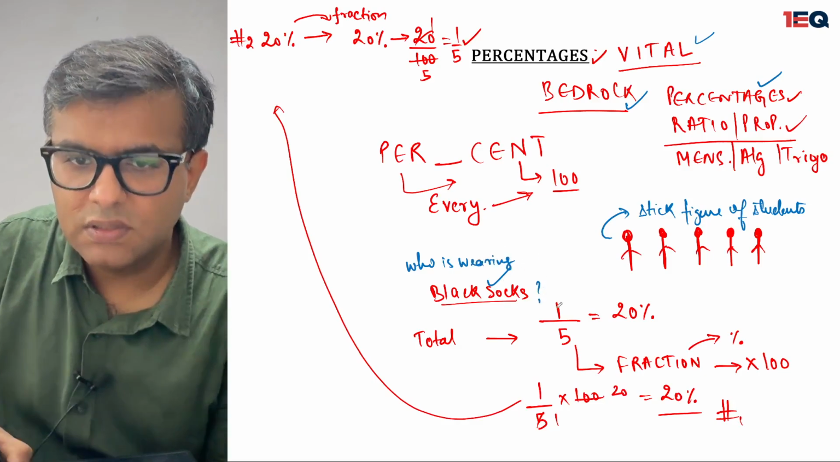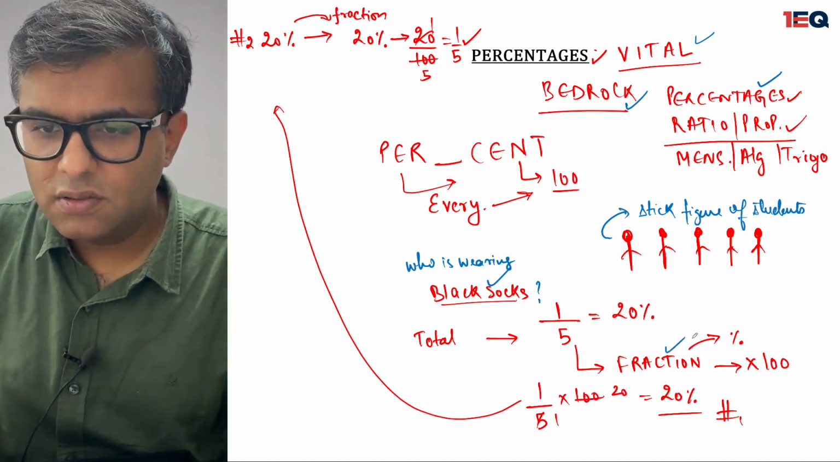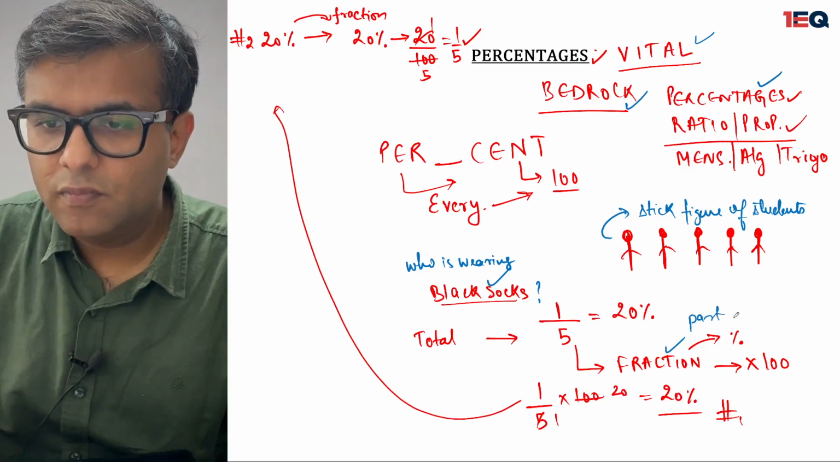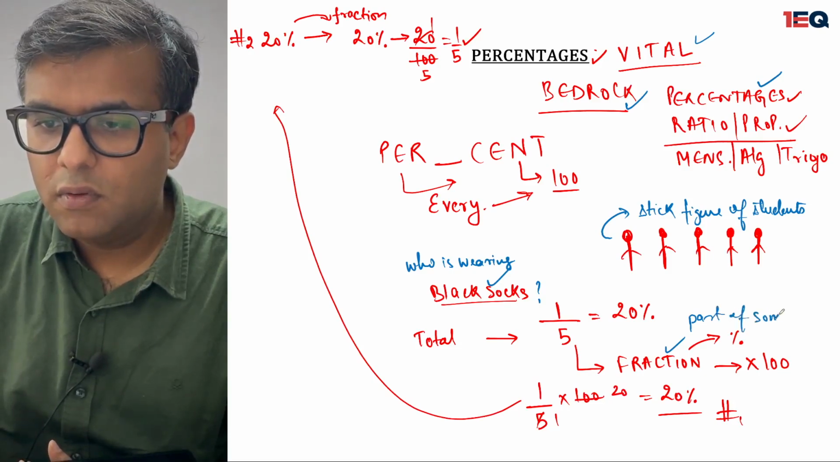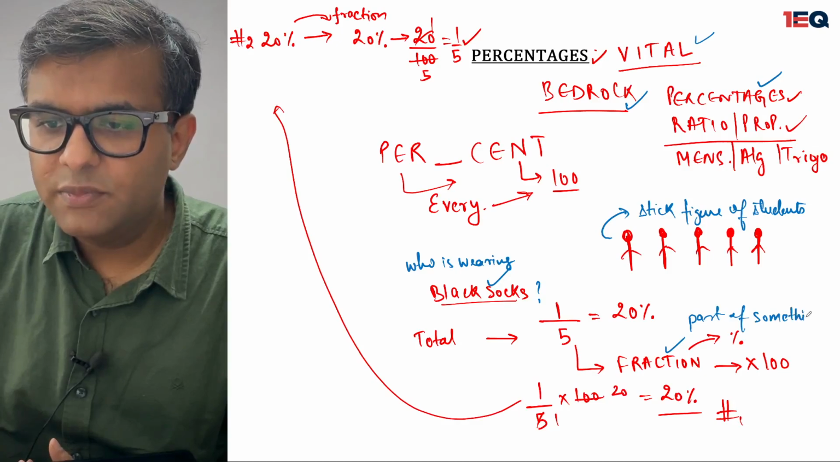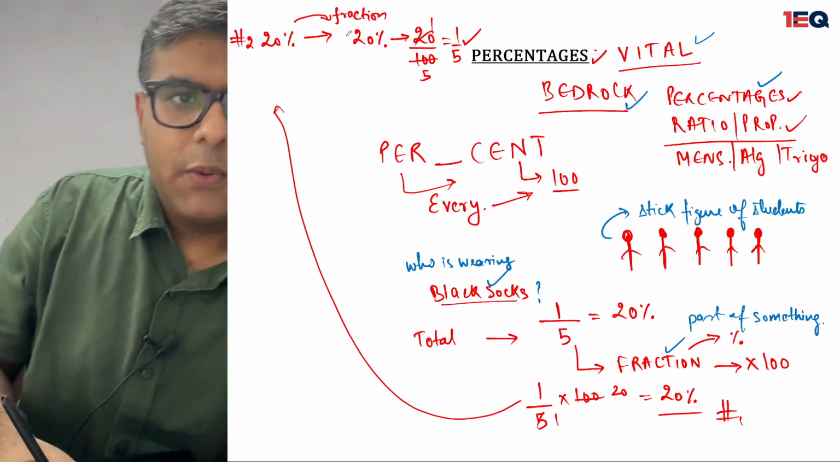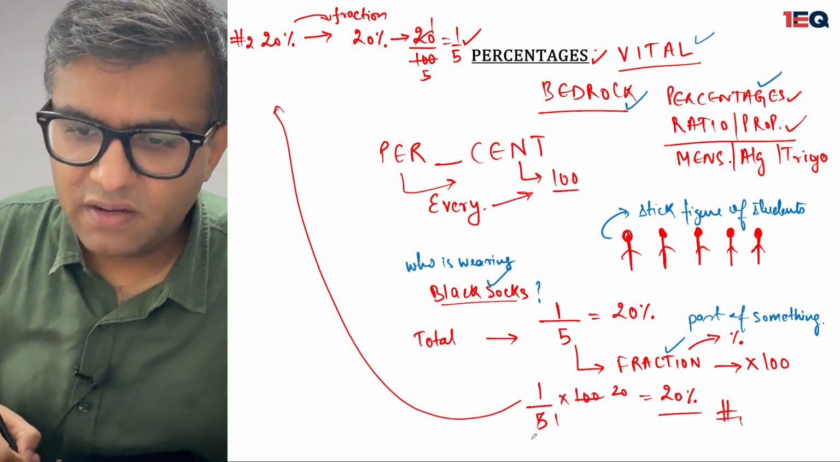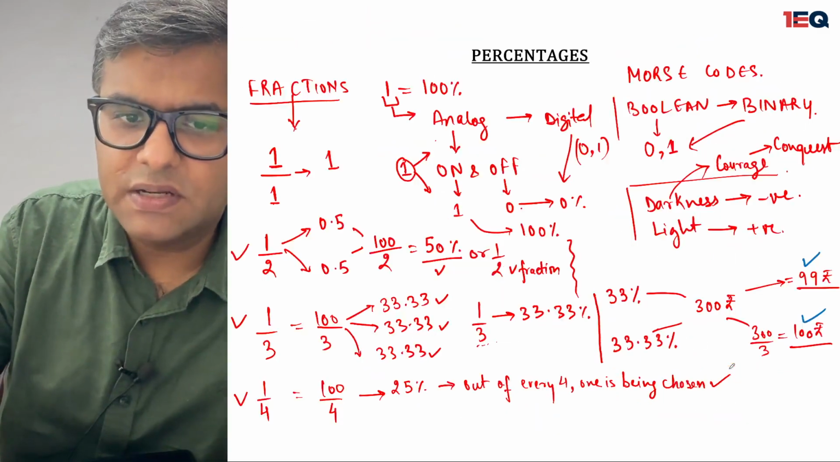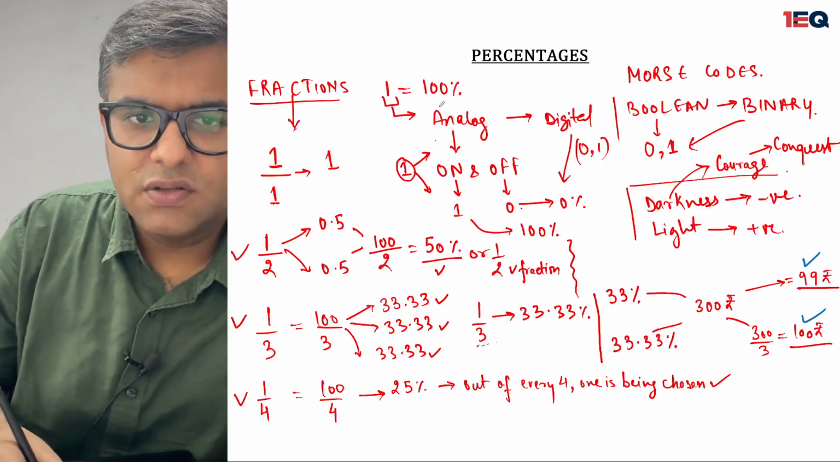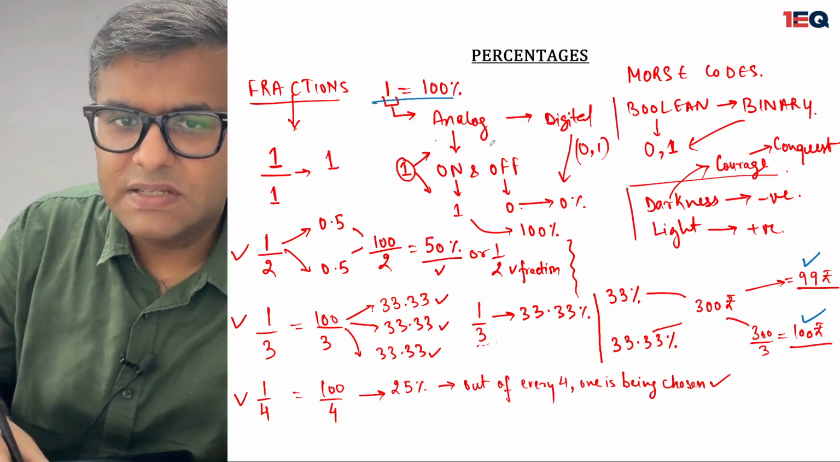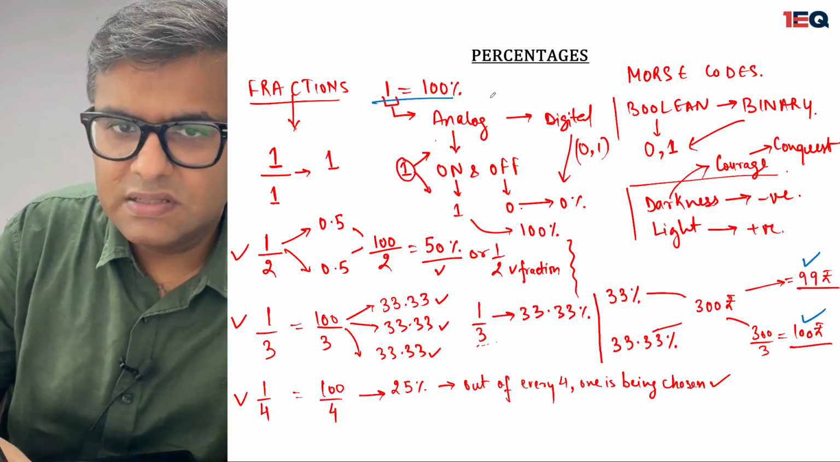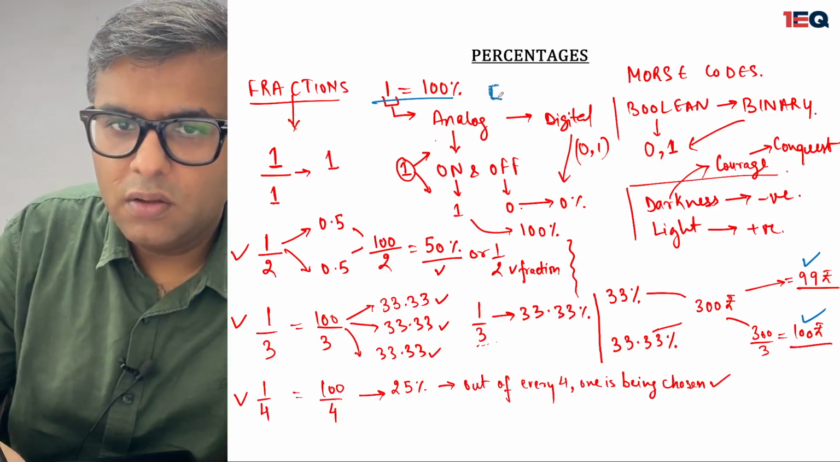Then fraction being a part of something. Then 20% as a fraction being 1 by 5 and 1 by 5 being a fraction of 20%. Then fractions over here, 1 being 100%, analog to digital conversion. This is the core theory. Okay, this is the core. I am redoing it so that you know that this is a little important.